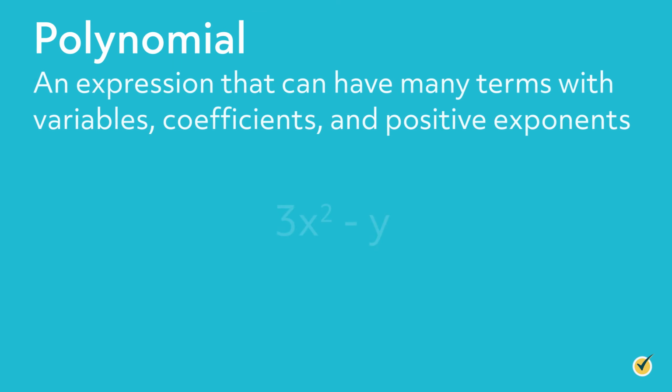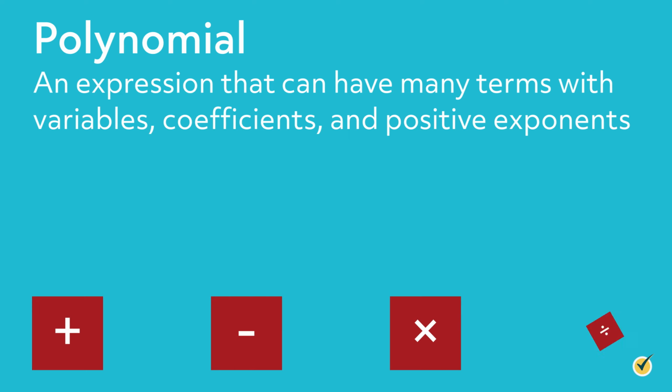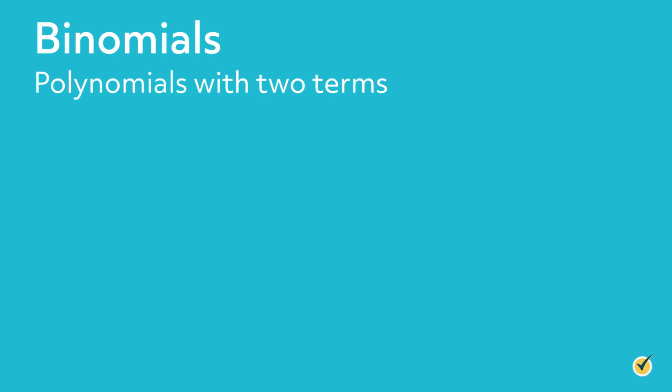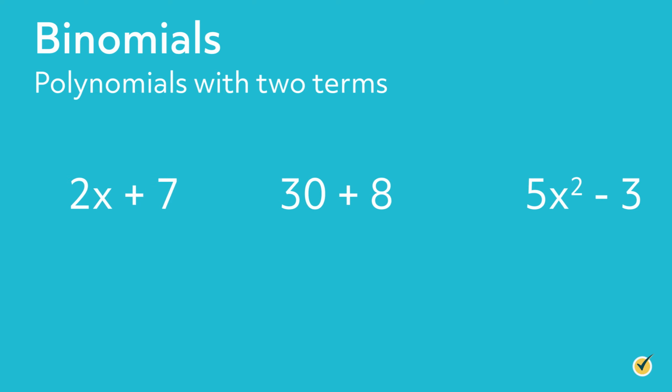First, a polynomial is an expression that can have many terms with variables, coefficients, and positive exponents. These terms can be added, subtracted, multiplied, and divided. Today we're going to talk about polynomials with two terms. Polynomials with two terms are called binomials. Examples of binomials are 2x plus 7, 30 plus 8, and 5x squared minus 3. All binomials have two terms that are separated by an operation sign.